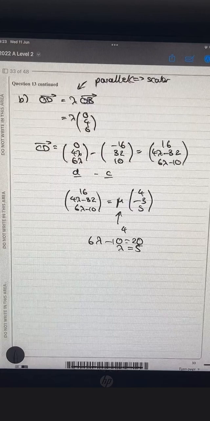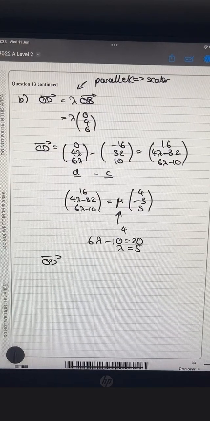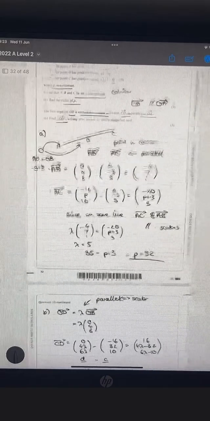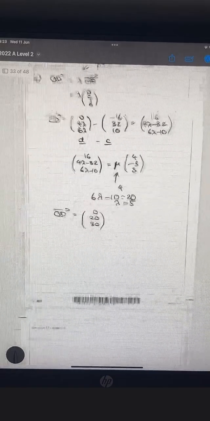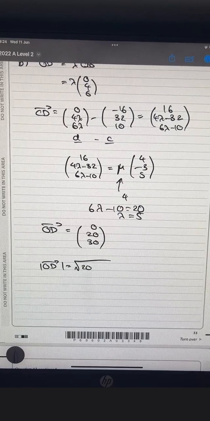So I know what OD is, right? OD is going to be equal to 0, and then 4 times lambda, which is 20, and 6 times lambda, 30. Am I done yet with the question? Nope. They want me to find the modulus of OD. That's the magnitude, right? So the modulus of OD is just the square root of 20 squared plus 30 squared, just Pythag. And that's 10 root 13 as a surd, and that's how you would do that.